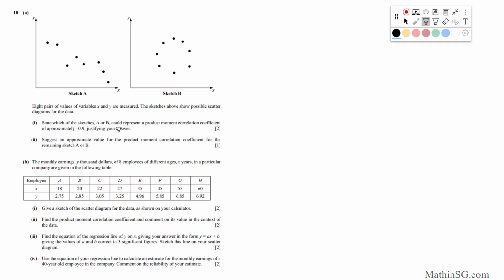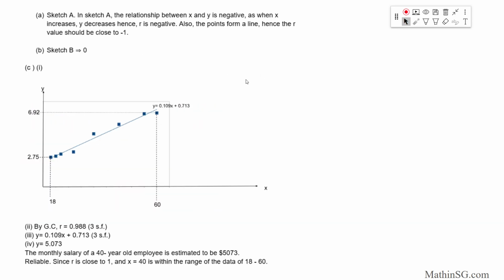Suggest an approximate value for the product moment correlation coefficient for the remaining sketch, A or B. We already say that A is the one that is likely to have an R value of minus 0.9. So B, what is the R value of B? Well, it's probably 0. If you draw it, it's like a horizontal line, not much relationship. Okay, so I've given the answers here, you can read through.